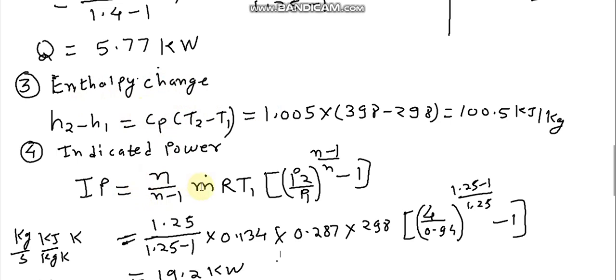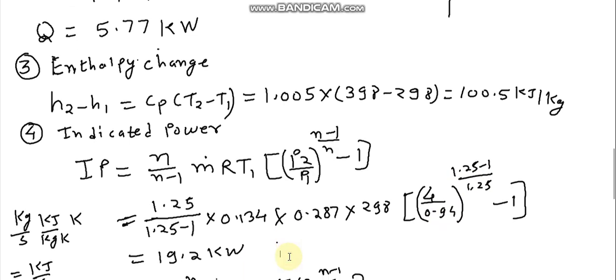This is the enthalpy change to compress the air. Now indicated power. For indicated power, we know the formula: n upon n minus 1 m dot R T1 [(P2 by P1) raised to n minus 1 upon n, minus 1]. Now put the values of n, m dot in kg per second, R 0.287, T1 298, the delivery pressure is 4, suction pressure is 0.94, and the value of n. We get 19.2 kilowatt as the indicated power.